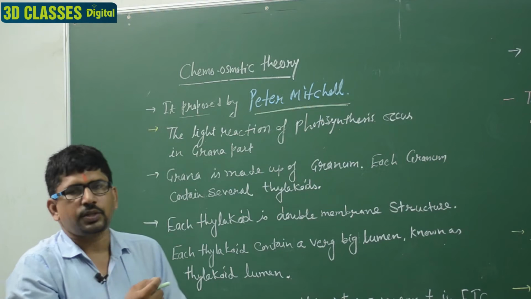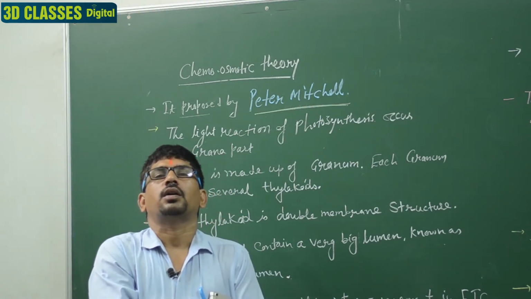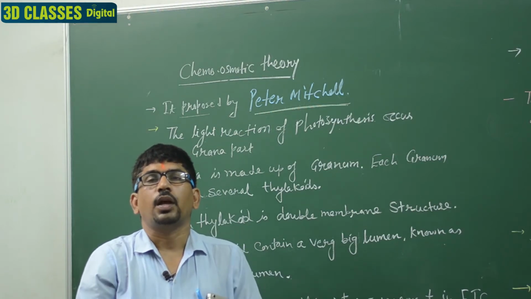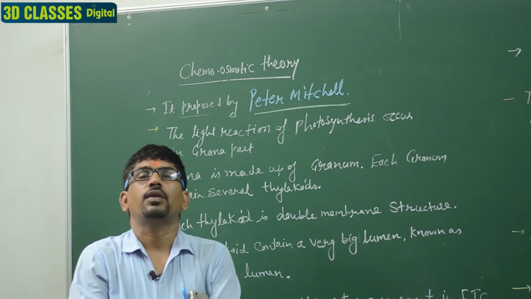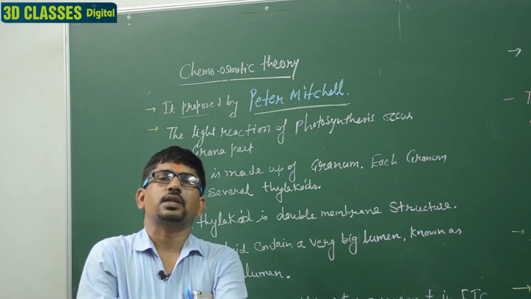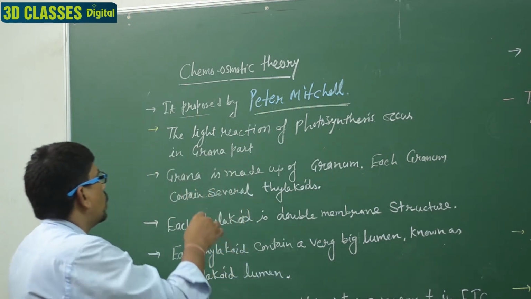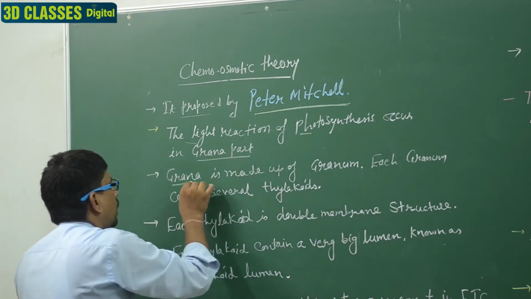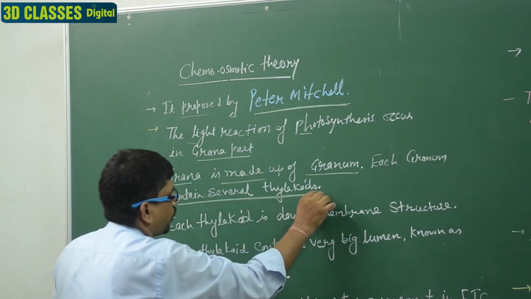We can say the light reaction of photosynthesis occurs in the grana region of the chloroplast. Grana is made up of granum, and each granum is made up of several thylakoids. Clear? So the light reaction of photosynthesis occurs in the grana part. Grana is made up of granum, and each granum contains several thylakoids. Clear?